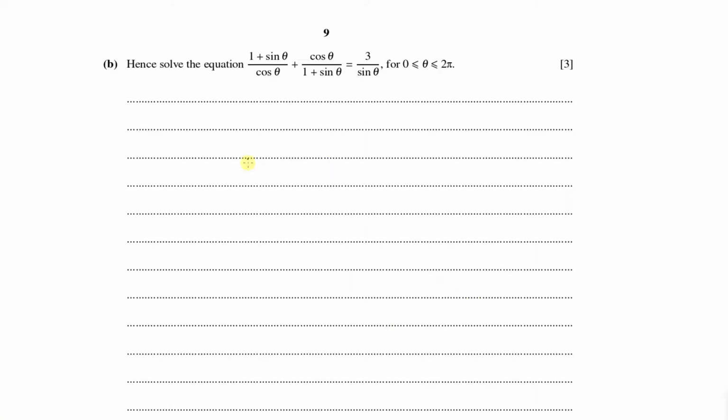So part B goes, hence solve the equation 1 plus sine theta over cos theta plus cos theta over 1 plus sine theta is equal to 3 over sine theta. That's for 0 to 2 pi. So it's all in radians. So what we do here, we know that this whole thing here, we proved the identity on part A, and from the identity, this was equal to 2 over cos theta. And that's what's equal to 3 over sine theta. So this is what we have.